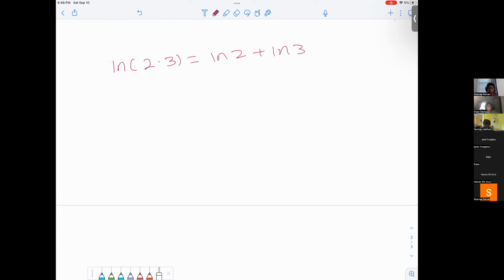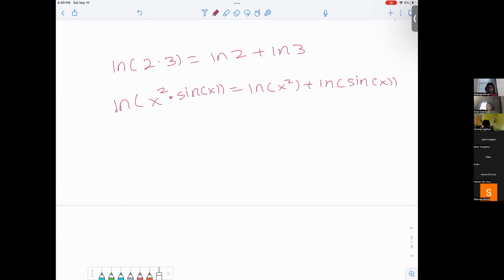And this is just traditional exponent rules. When you multiply two things inside an exponent, you can just split it up and write it as two additions. But you can also apply this to functions. For example, if you have the natural log of x squared times sine of x, this is equivalent to the ln of x squared plus ln of sine of x.